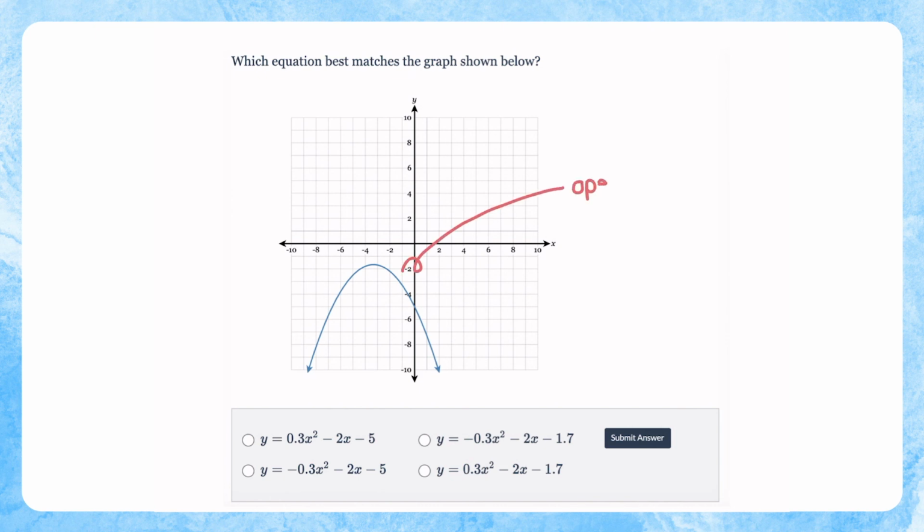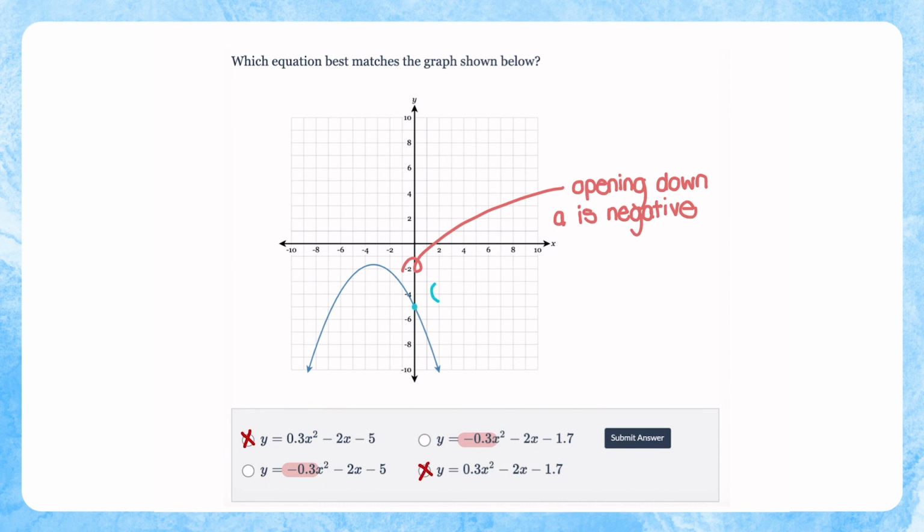For example, notice that this graph is opening down. That means our A value is going to be negative. Again, it's opening down, so A will be negative. I have 2 options down here where A is negative. The other 2 are incorrect because A is positive here.